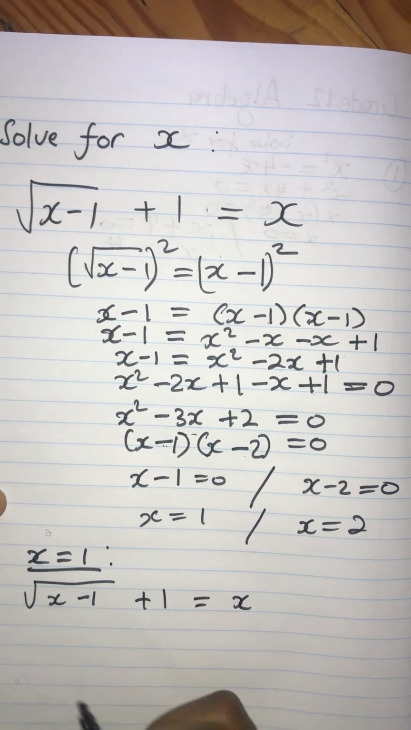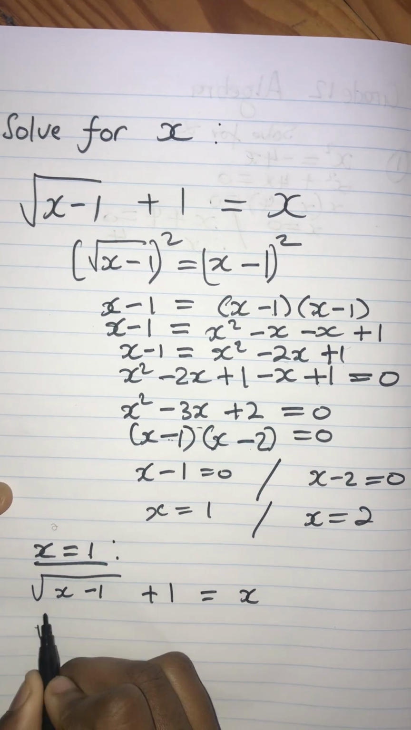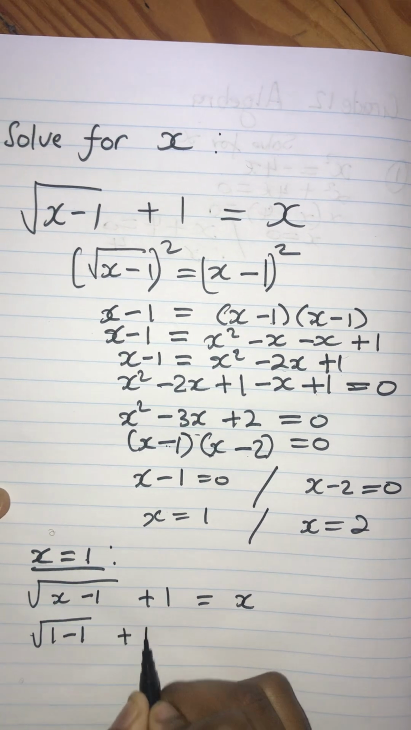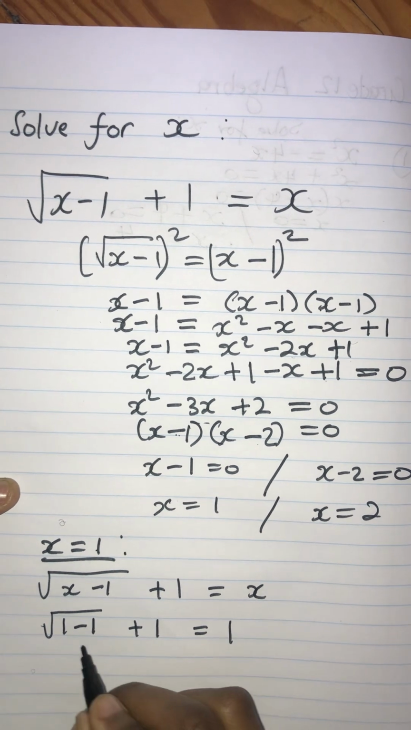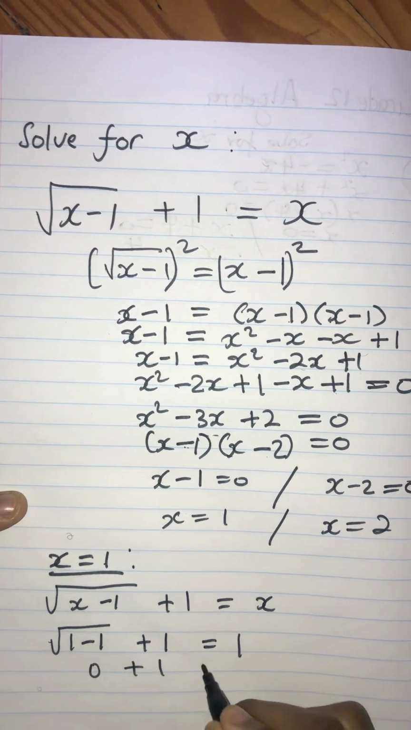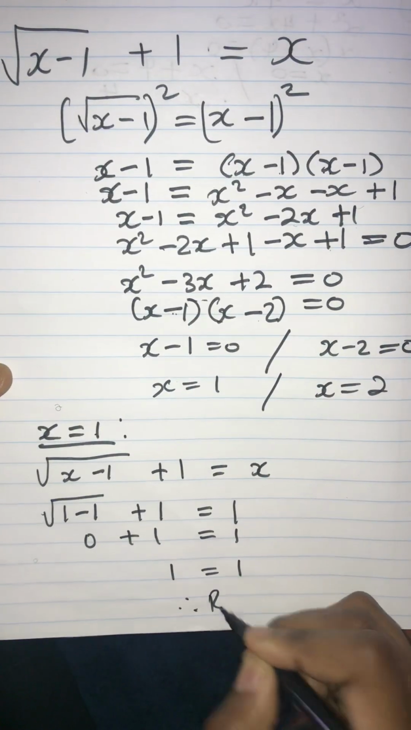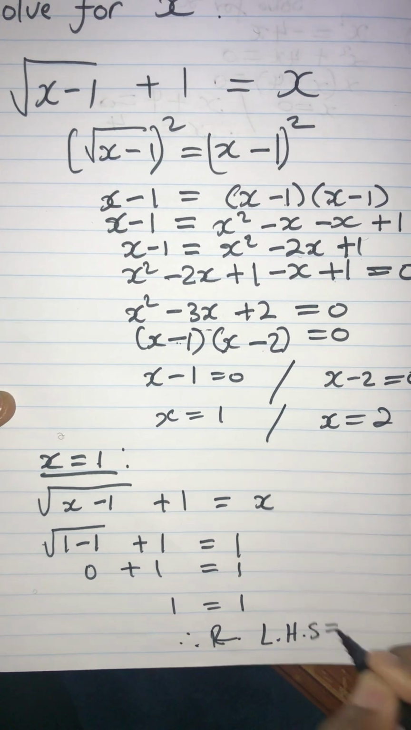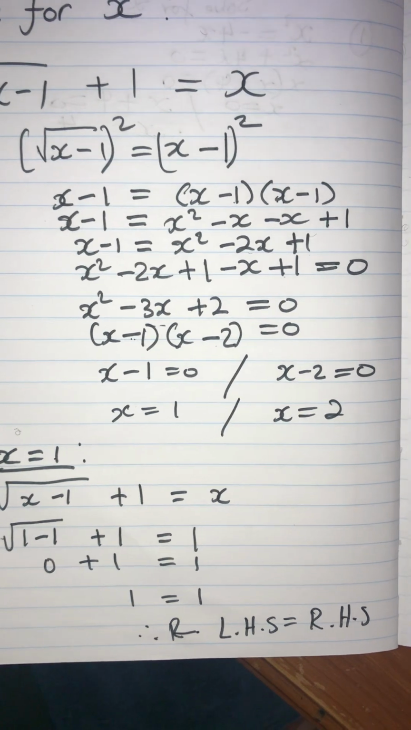So we plug in. This is square root of 1 minus 1, plus 1, equals, our x is 1. So this is 0 plus 1 equals 1. 1 equals 1. Therefore, left-hand side equals right-hand side.